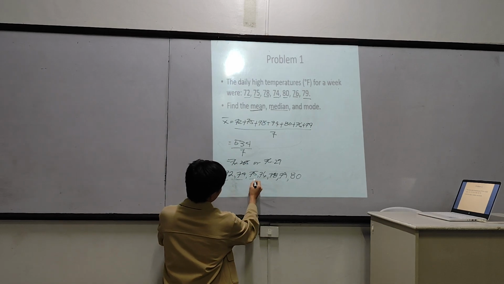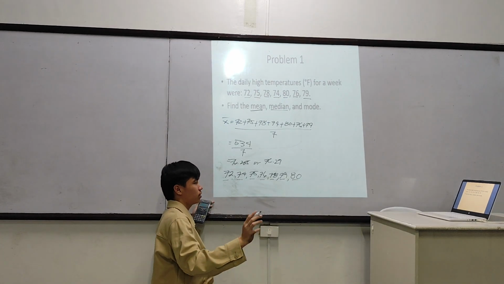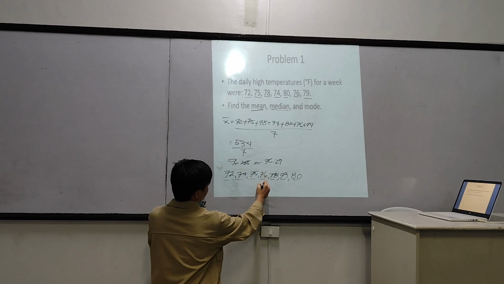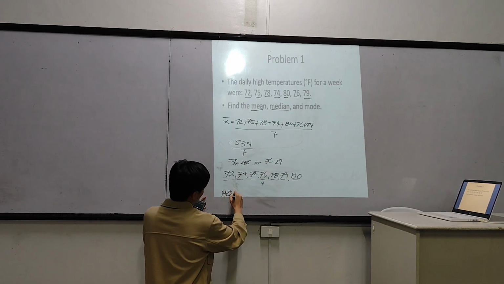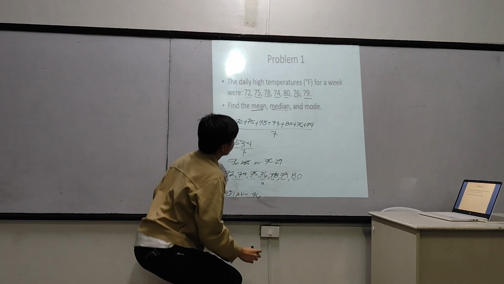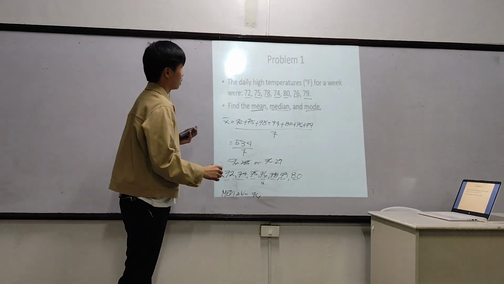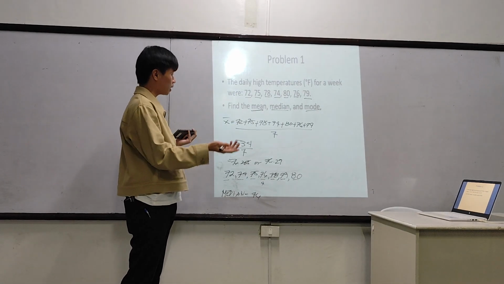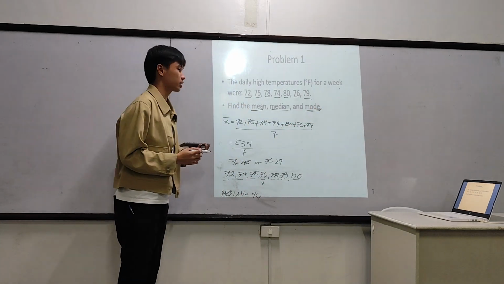Second, we count how many numbers there are. 1, 2, 3, 4, 5, 6, 7. So there is an odd number of values here. Let's find the centermost, which is the 4th number. So the median will be 76. Now to find the mode, let's find out which number is repeating. As we can see, there are no repeated numbers, so we can conclude that there is no mode.